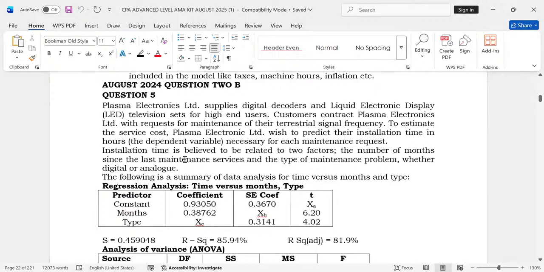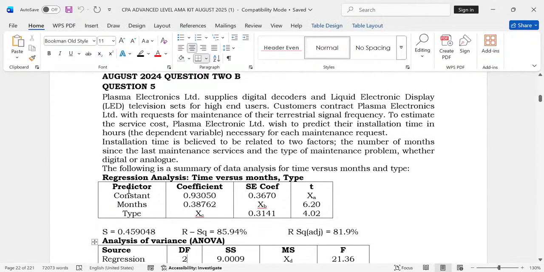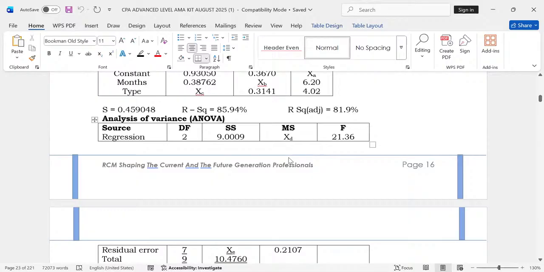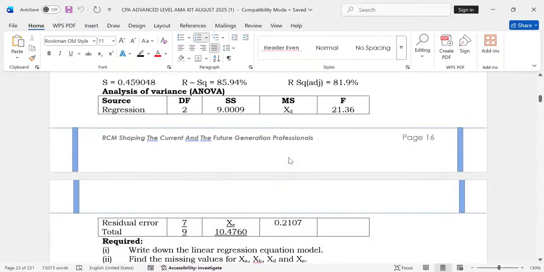Then, ladies and gentlemen, we are able to see the standard error. It's given here. We have our R squared, which is very high, about 86%, very good. And then we have R squared adjusted, which is 82%. Then they have given us analysis of variance, ANOVA. So ANOVA, we said variances, there are 2 types. We have what we call the explained and what is somebody? Unexplained, yes. So then they want us to write down the linear regression equation.